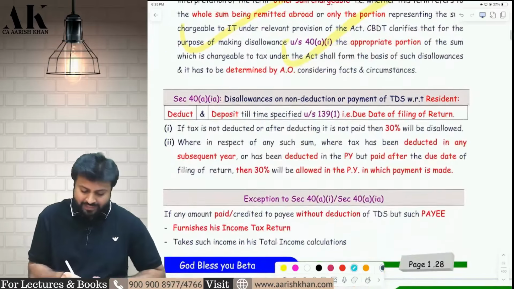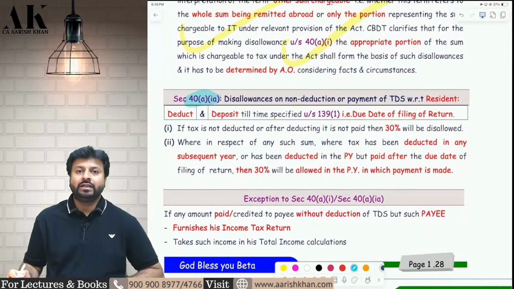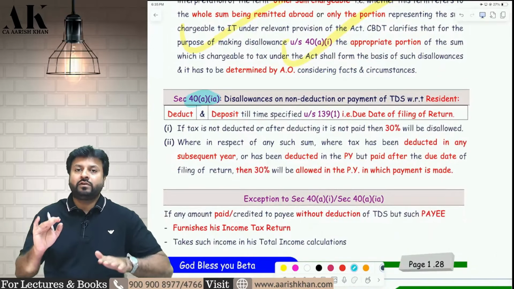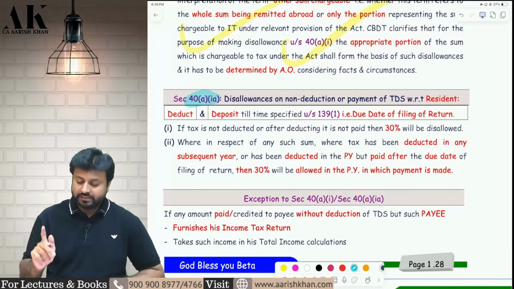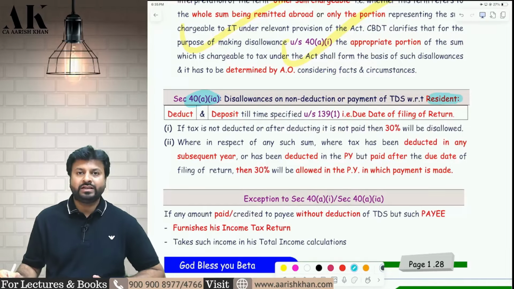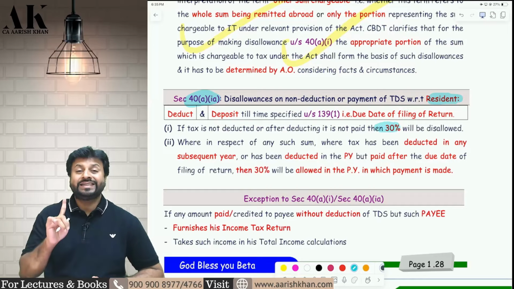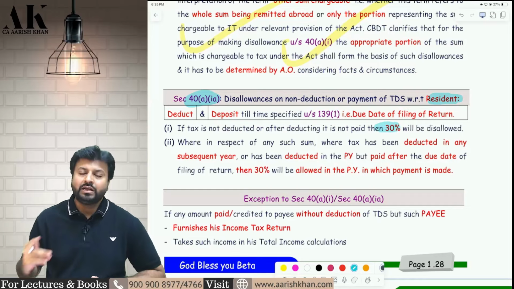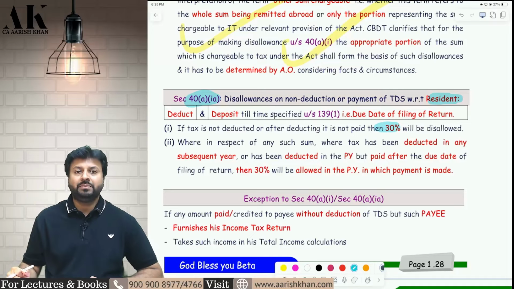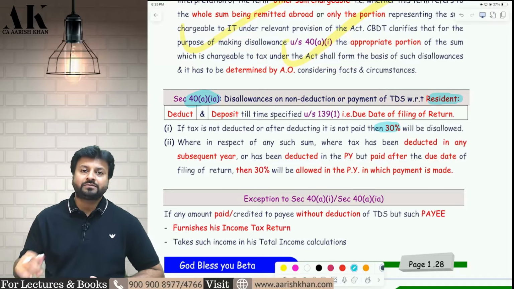Okay. Now 40A1, after 40A1, 40A1A is exactly similar to 40A1. There are only two differences. First, here you are making payment to a resident. And second, here if you don't deduct and don't pay on time, then 30% of the expenditure will be disallowed. And in the subsequent year, when you make the payment to the Government of India of TDS, then that 30% will be allowed to you in the subsequent year.